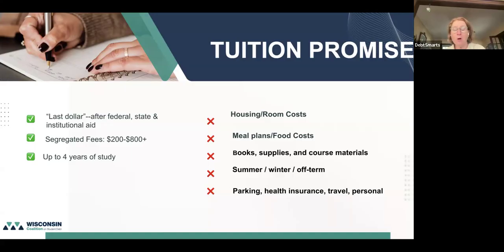And then the promise is also powerful in that it covers up to 4 years of study. But what tuition promise programs typically don't cover is on the right: housing and room, meal plans, books, supplies. Where are you living, and how are you affording those costs when you're not in term? Things like parking, health insurance, travel.